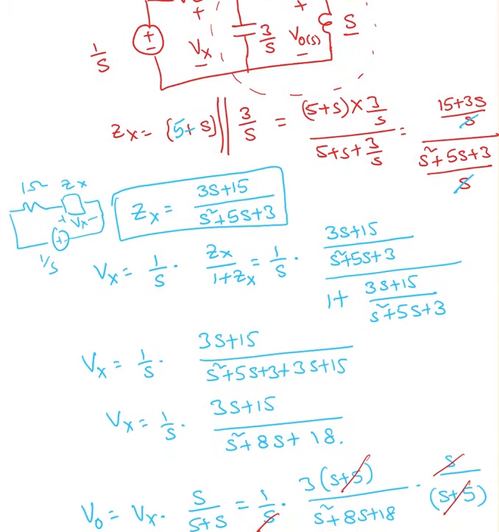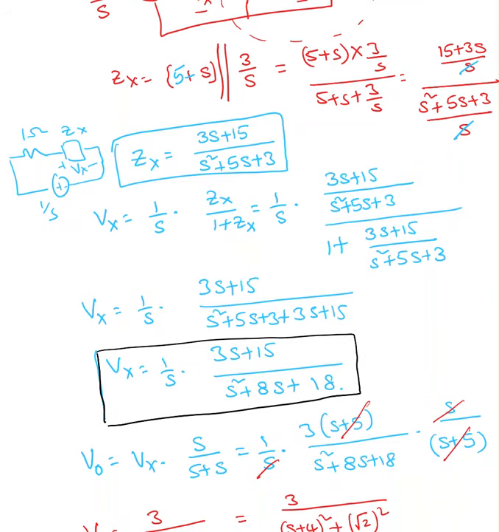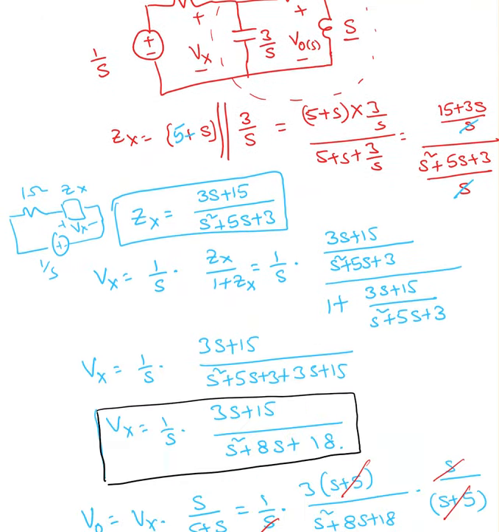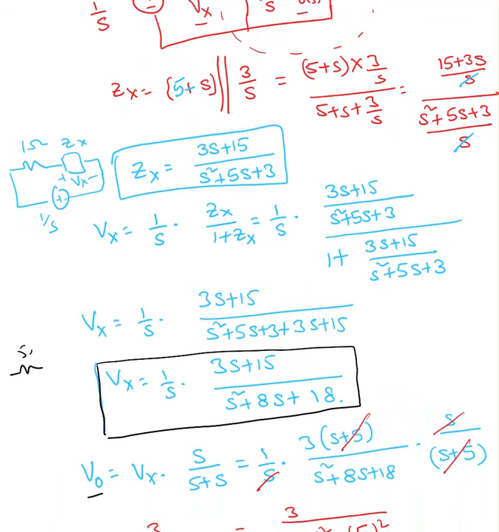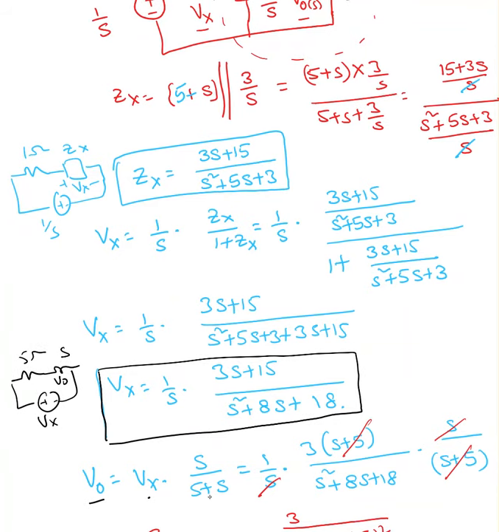Okay, once I simplify that, I end up with Vx equal to 1 over s times 3s plus 15 divided by s square plus 8s plus 18. Now we're going to find V0. I'm going to again use the voltage division rule. So to find V0, I have 5 ohm, okay, and an inductor s, and here is Vx. So V0 equal to Vx times s over 5 plus s.